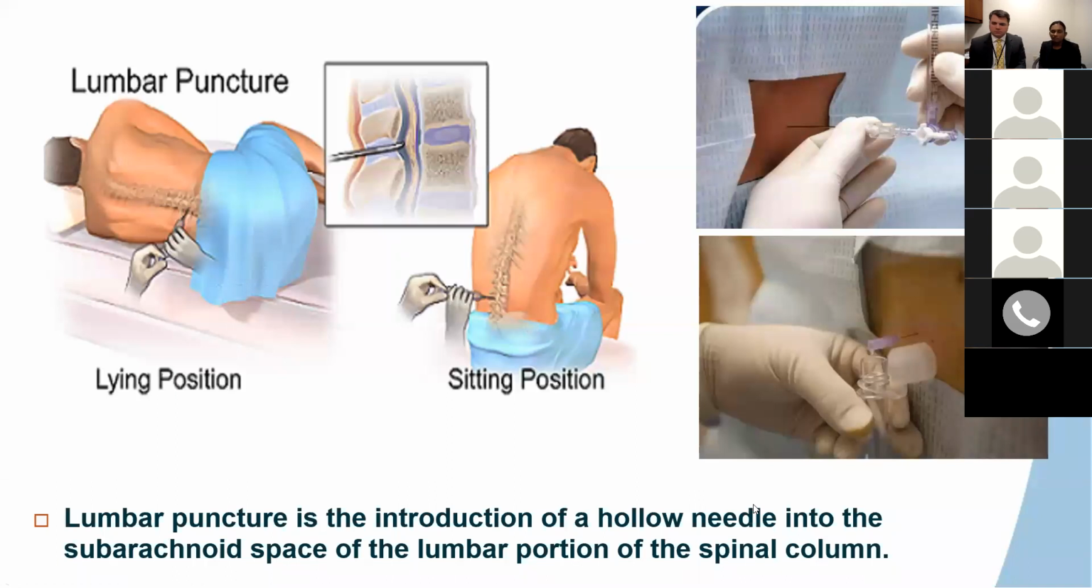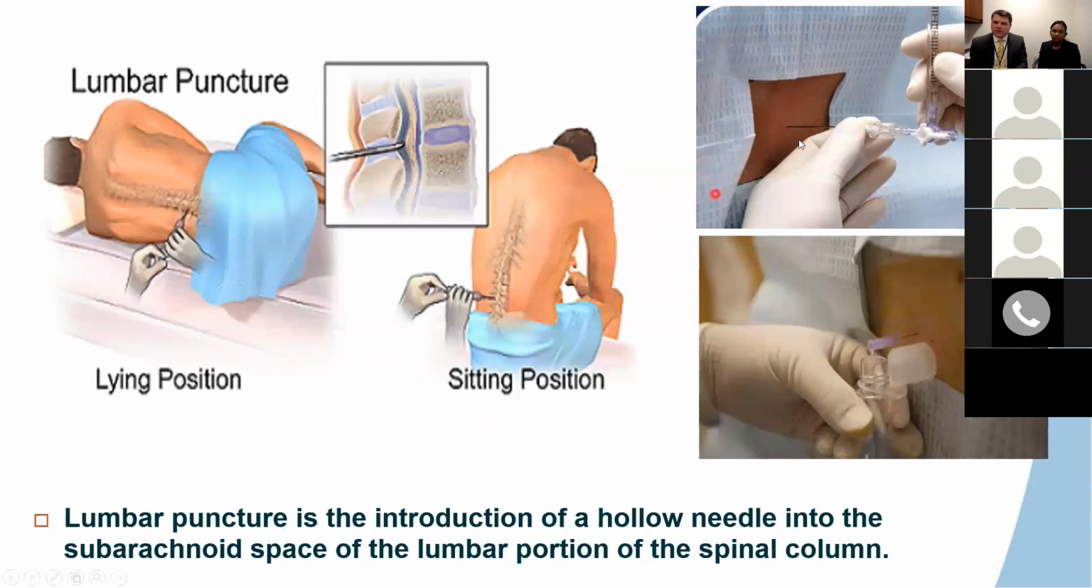So lumbar puncture, this picture is just to show how to do a lumbar puncture in a lying or a sitting position and how to do a sterile lumbar puncture. Lumbar puncture is introduction of a hollow needle into the subarachnoid space of the lumbar portion of the spinal column. So they can either be sitting up like this or lying down. If they're sitting up, you can't get the opening pressure. You really want them lying on their side for the opening pressure, which we'll talk about in a minute.